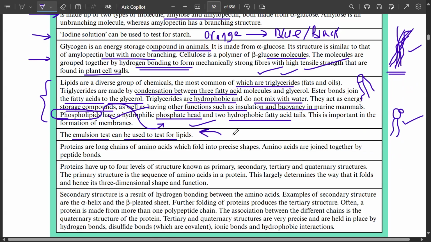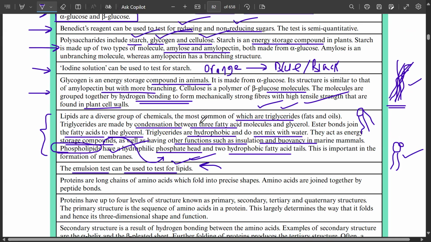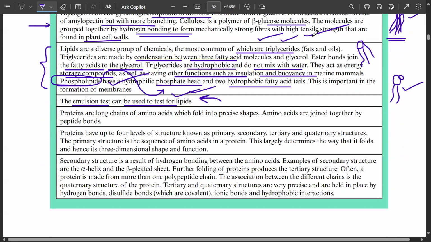You use ethanol, and if a white cloudy emulsion is produced, that is a test for lipids. There's a whole separate topic that we'll discuss for food tests as well.